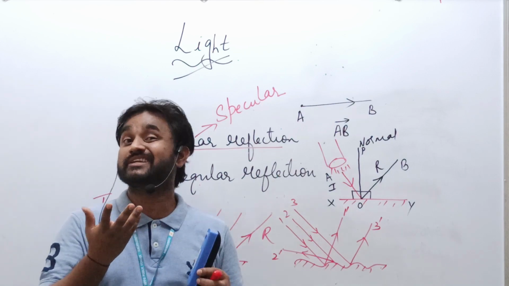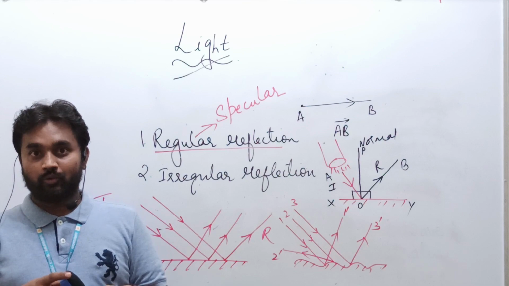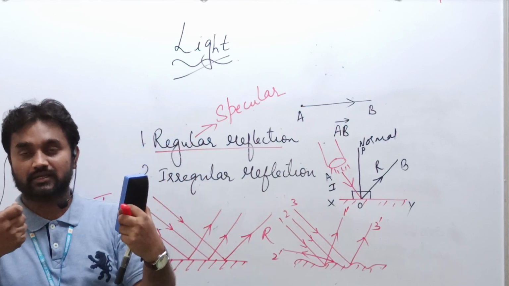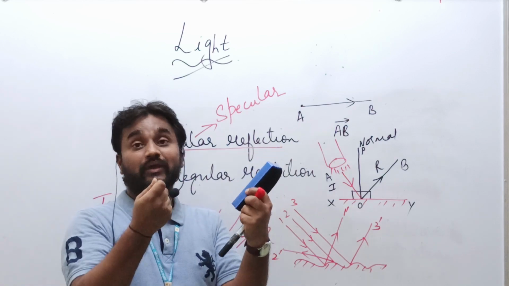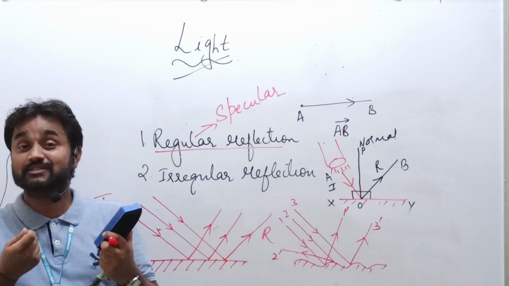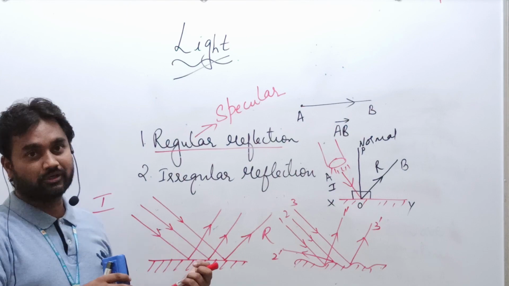Even if you take the new utensils at your home, which are shining, whenever a light is made to fall, and when you try to see your face in that utensil, or a plate, you can see your face. How is that possible? How are you able to see? It's because regular reflection is taking place. Because of that, you are able to see.